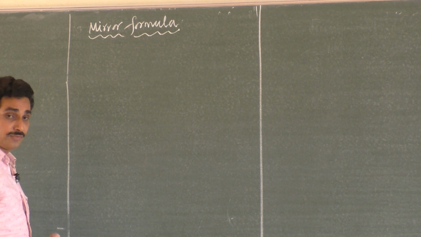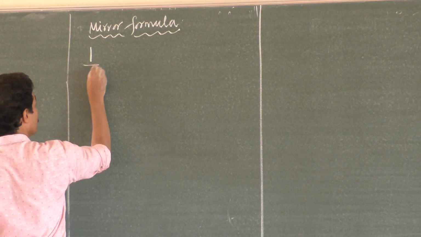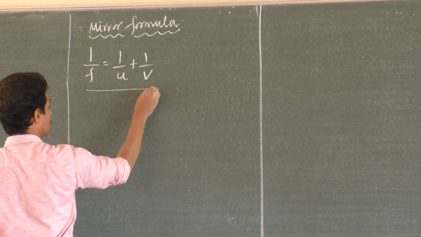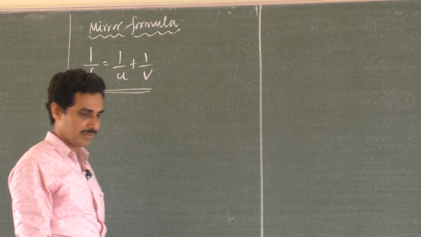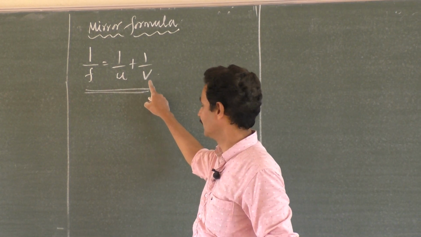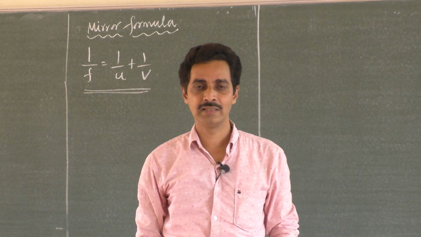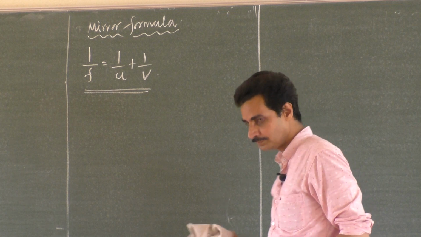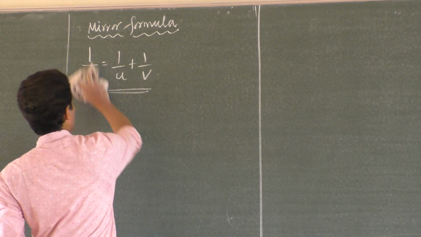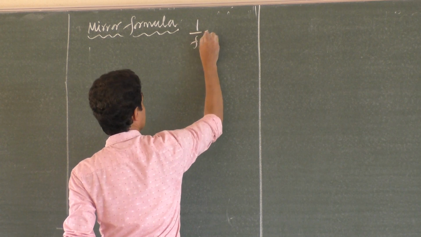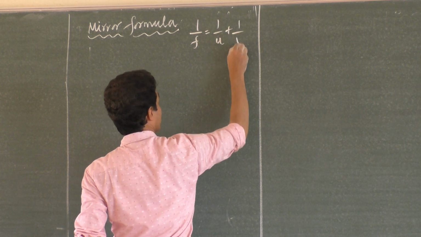So I will write the formula in the beginning itself. What we are going to get today after the derivation, this is the formula. A relation which connects object distance u, image distance v and focal length f, that is called the mirror formula. Okay. Now, if this is the formula that we need, we will take a particular case of a concave mirror. We will take the help of a concave mirror.